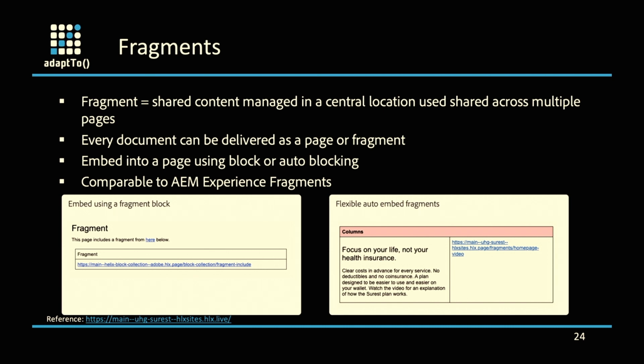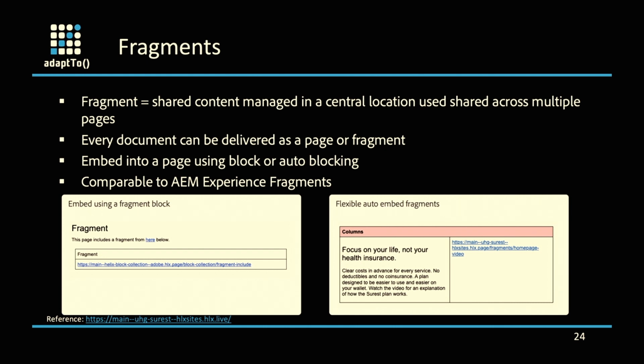Either we support having a dedicated fragment block, which has only one purpose: you give it the URL of the fragment, and this fragment is injected into this page. Or you can also automatically have fragments injected if you organize them so that they can be automatically detected. Like in this column block, in the right column there is just a URL, which is then supposed to be a fragment that is injected there.